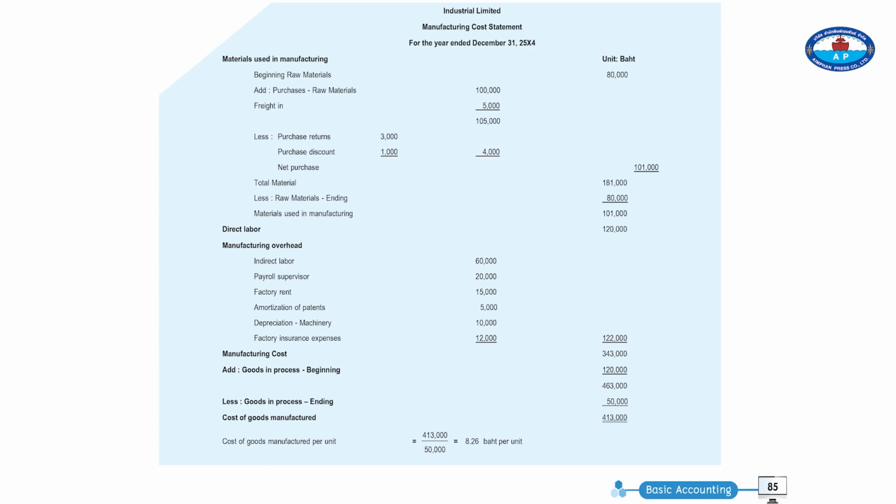Manufacturing cost, 343,000. Beginning goods in process, 120,000, total 463,000. Ending goods in process, 50,000. Cost of goods manufactured, 413,000. Cost of goods manufactured per unit, 413,000 over 50,000 equals 8.26 baht per unit.